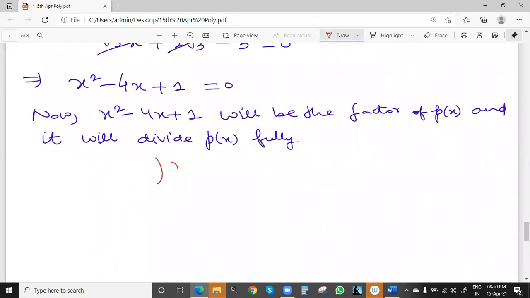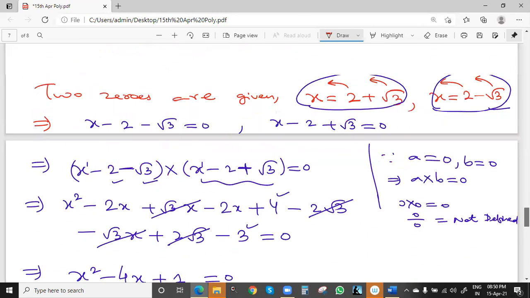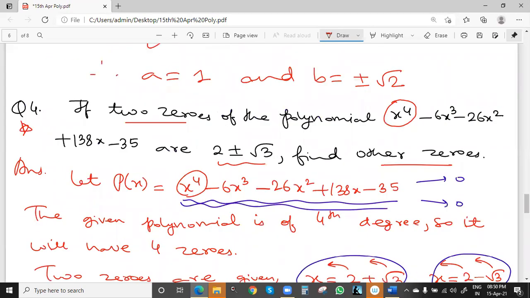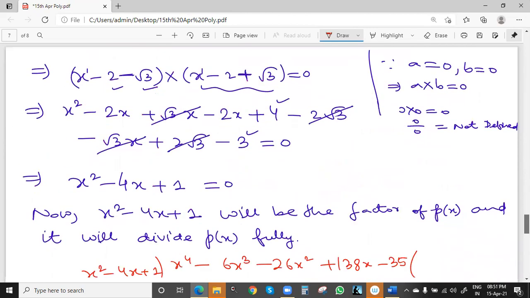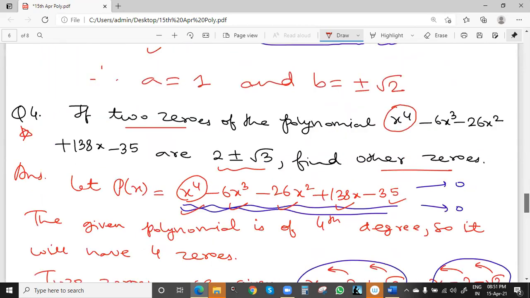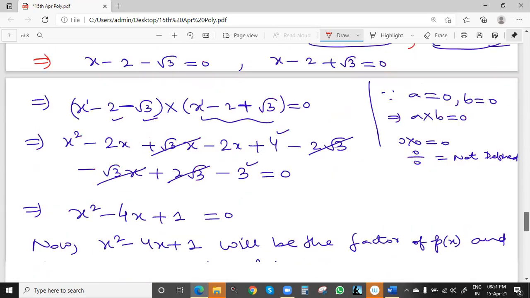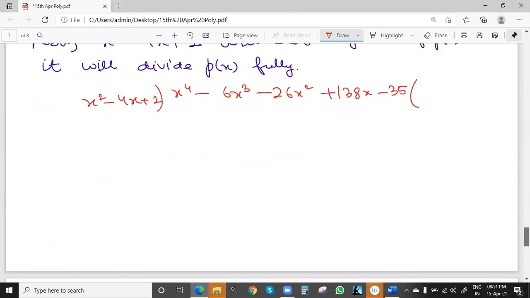So px was x4 minus 6x cube minus 26x square plus 138x minus 35. Here the divisor is x square minus 4x plus 1. You can match the values: x4 minus 6x cube minus 26x square plus 138x minus 35. Correct. Now we'll quickly try to divide this one.